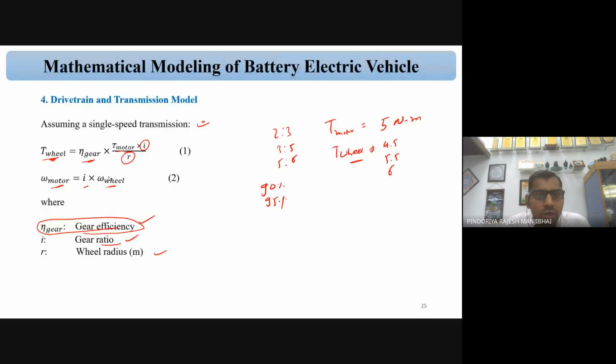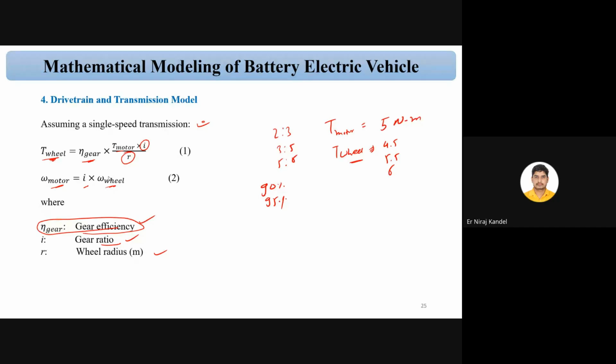Okay, any confusion in this slide? Equations number 1 and 2 are the most important. Suppose you have a gear system, then what about the wheel torque, not the motor torque, but the wheel torque? Okay, yes, go ahead.